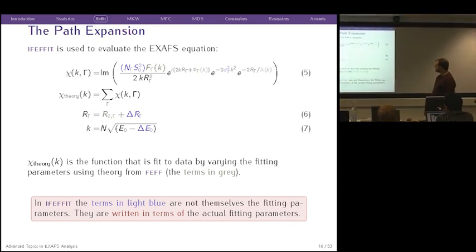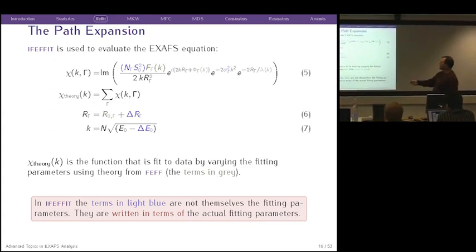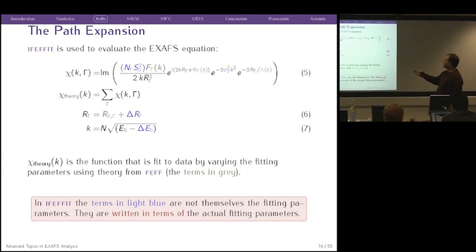And we use FEFF. The FEFF calculation is run to evaluate the gray terms, the complex scattering function. FEFF also tells us what the mean free path is, and gives us an R naught, or an R effective, for every path in the fit. That is the distance at which the FEFF calculation was made. And we somehow, by hook or by crook, have to evaluate the 5 blue terms in the x-ray equation.